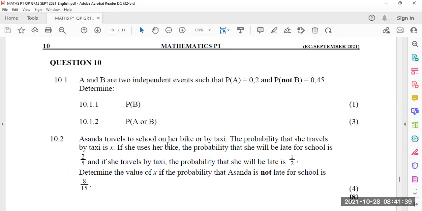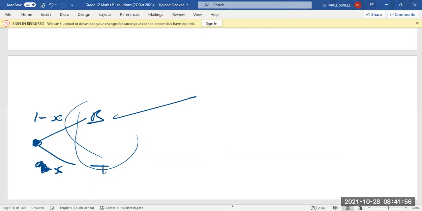Then they say the probability that she travels by bike is X. Oh yeah, the probability that she travels by bike is X. So I made a mistake. Let me go back to my tree diagram there. This is not supposed to be like this. This is X, and then this is going to be 1 minus X. Okay. And then what is it that they said?